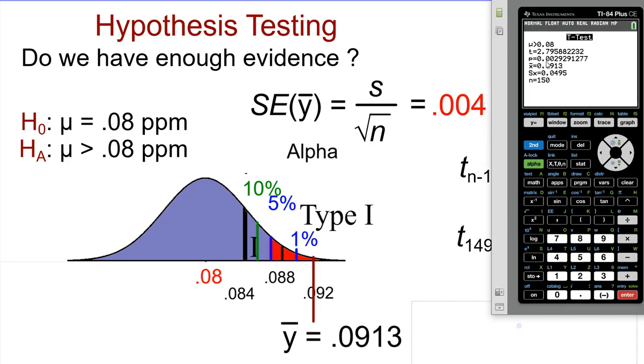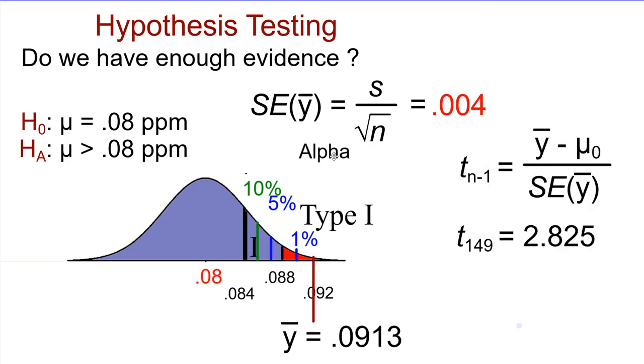So our p-value in this case is less than 1%, right? So this is more statistically significant than any reasonable alpha level. So even if we chose an alpha level of 1%, we would still be able to reject the null.